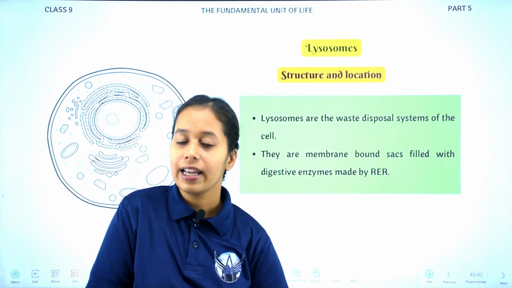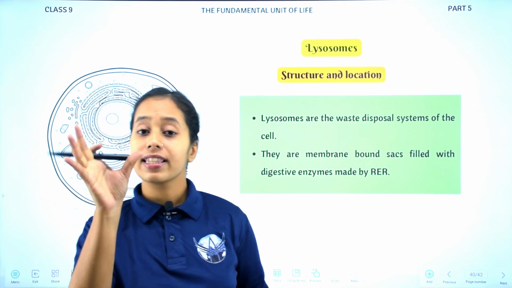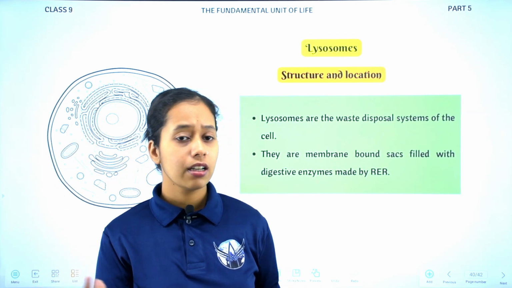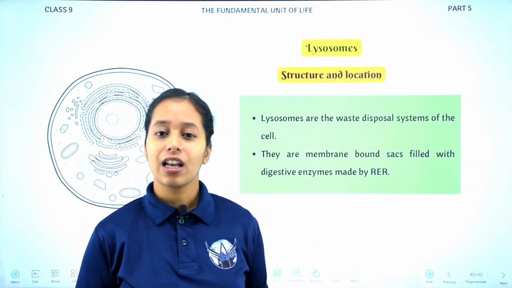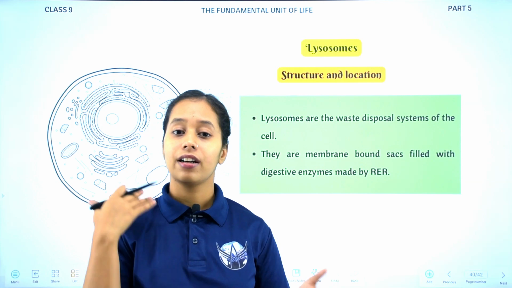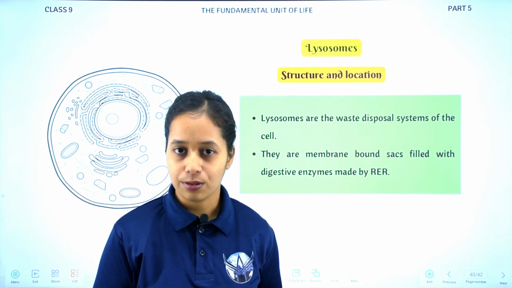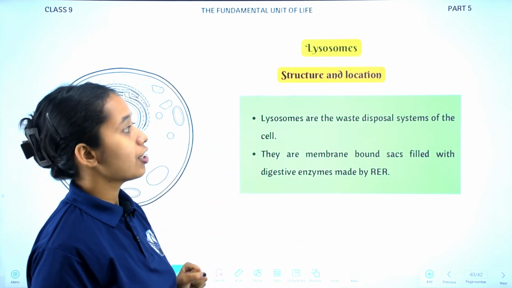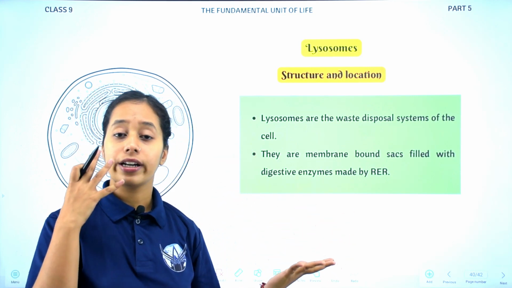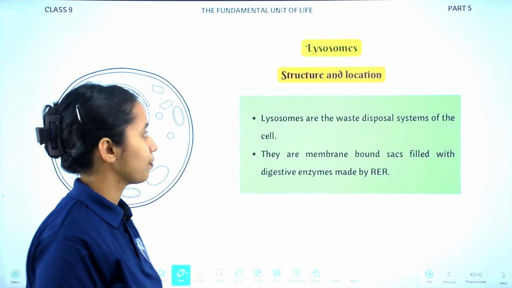What is lysosome? It is a cell organelle. Where is lysosome made? It is made in the Golgi apparatus. How do we know that? Just in the previous slide we were discussing that. So we know that Golgi apparatus is involved in the formation of lysosomes. Now, the structure and location of lysosome. How do lysosomes look? Where is it located inside the cell?